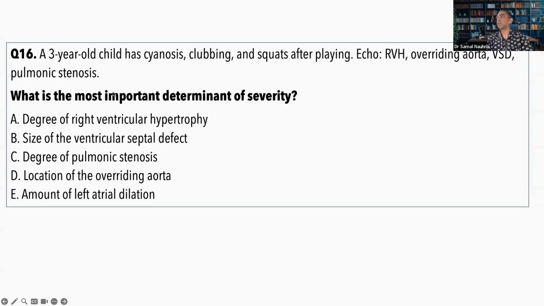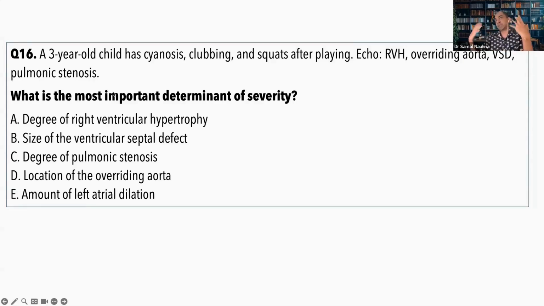The echo is showing you right ventricular hypertrophy, overriding of aorta, a VSD, which is a ventricular septal defect, and a pulmonic stenosis. So they've given us 4 findings. I think this becomes a very easy question, and in your mind you have already figured out the diagnosis of this child. But let's see what question they've asked us here. The question is, what is the most important determinant of severity of this disease?